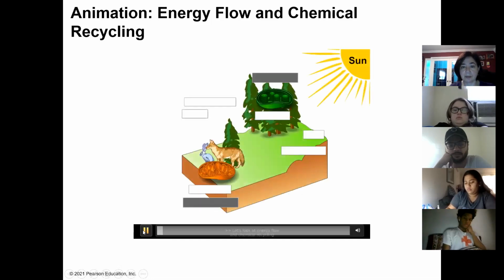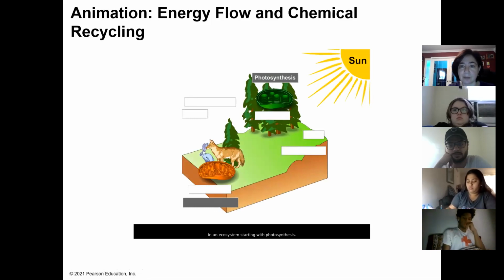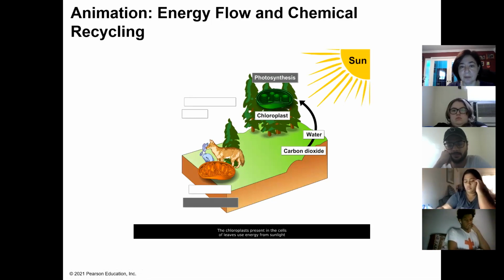Let's look at energy flow and chemical recycling in an ecosystem, starting with photosynthesis. The ingredients for photosynthesis are carbon dioxide and water. Carbon dioxide is obtained from the air by a plant's leaves, and water is obtained from the damp soil by a plant's roots. The chloroplasts present in the cells of leaves use energy from sunlight to convert carbon dioxide and water into organic molecules like glucose. The process also releases oxygen into the environment.